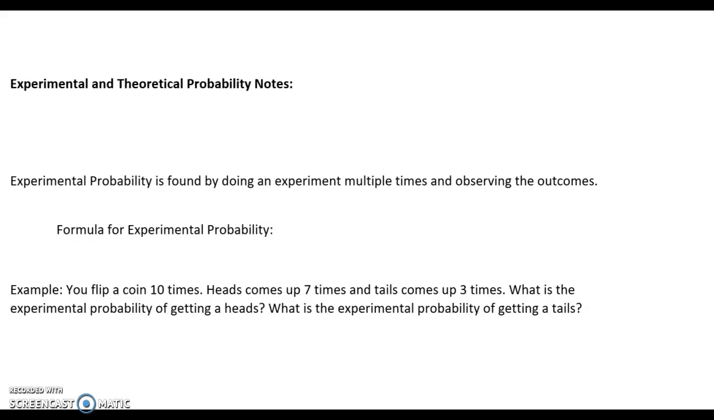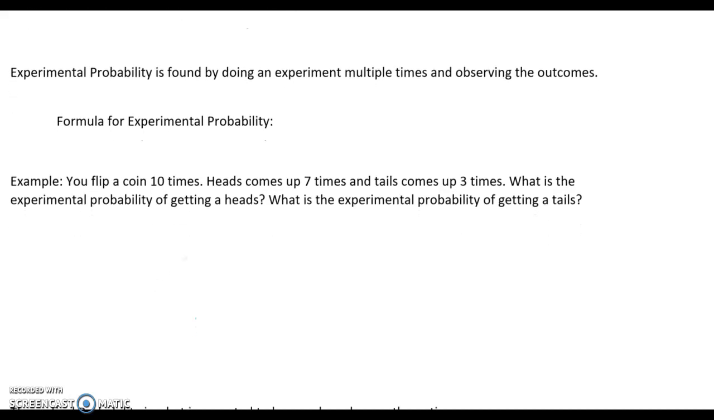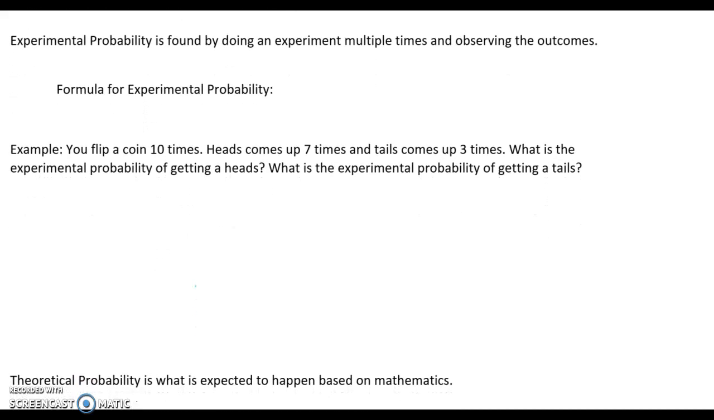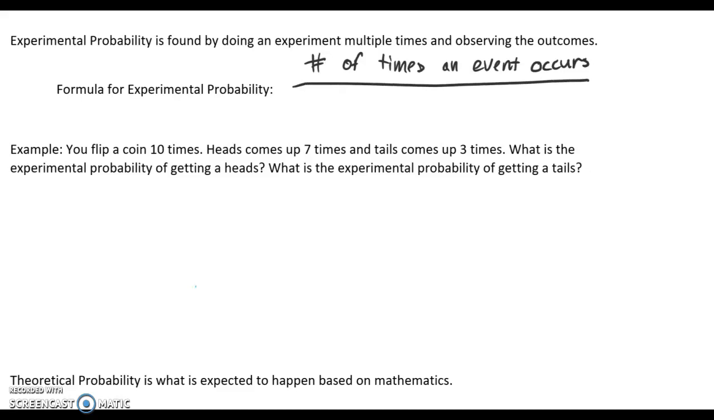Hey guys, today we're going to learn about experimental and theoretical probability and the differences between the two. So experimental probability is found by doing an experiment multiple times and observing the outcomes. In order to calculate the experimental probability, we're going to do the number of times an event occurs over the total number of trials, or how many times we did an experiment.